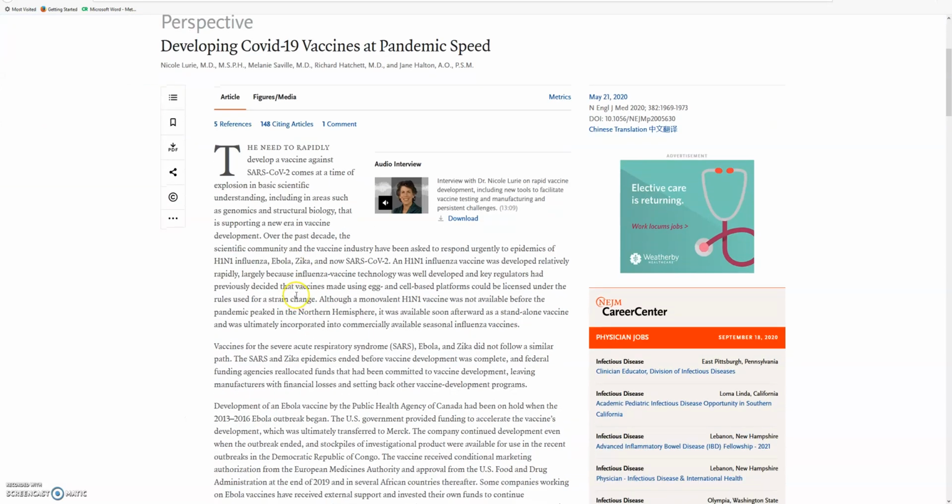And then if you're gonna take a direct quote, an example of a direct quote would be: vaccines for the severe acute respiratory SARS, Ebola, and Zika did not follow a similar path. The SARS and Zika epidemics ended before vaccine development was complete, and federal agencies reallocated funds that had been committed to vaccine development, leaving manufacturers with financial losses and setting back other vaccine development programs.